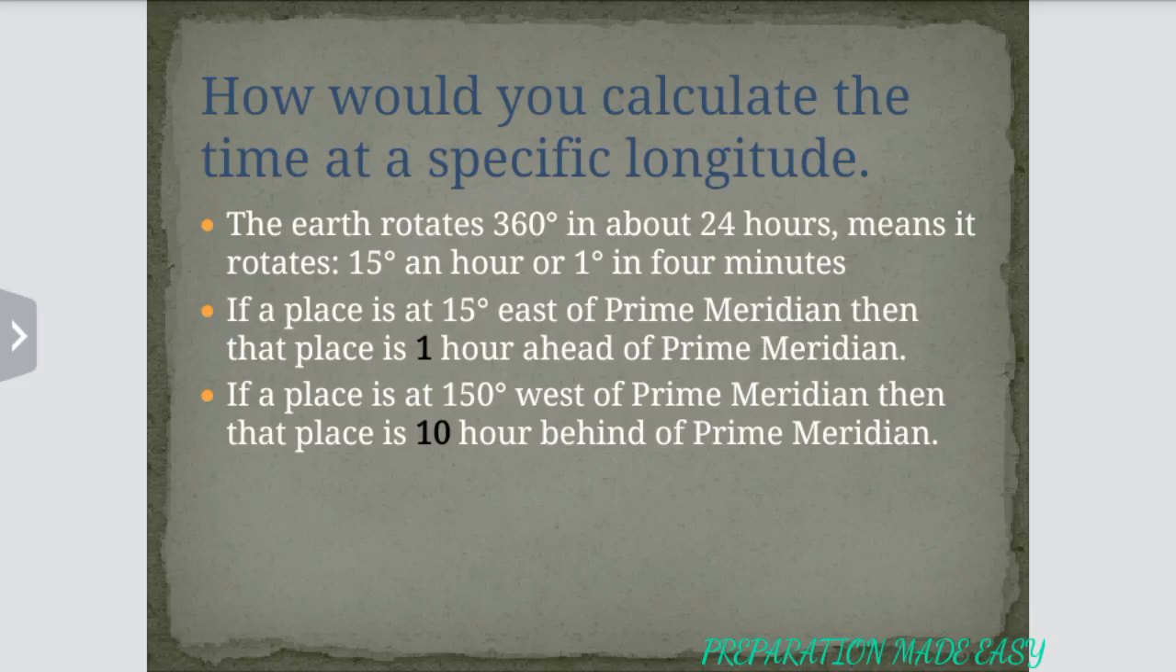Now let us see how would you calculate the time at specific longitudes. We know that earth rotates 360 degrees in 24 hours. It means the earth rotates 15 degrees in 1 hour and 1 degree in 4 minutes. Now let us consider a place is at 15 degrees east of prime meridian. Then that place is 1 hour ahead of the prime meridian. And let us also consider that a place is 150 degrees west of prime meridian. That is, that place is 10 hours behind the prime meridian. Okay.